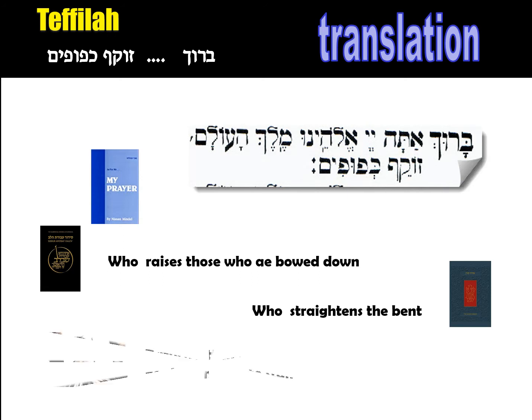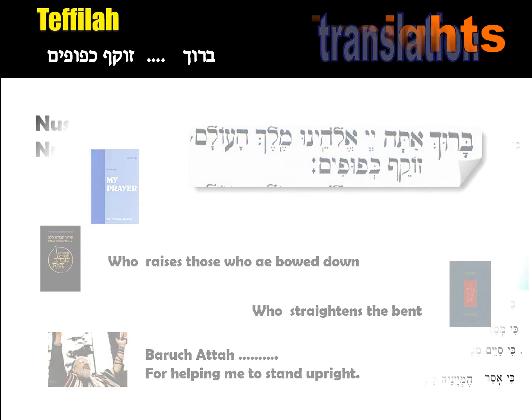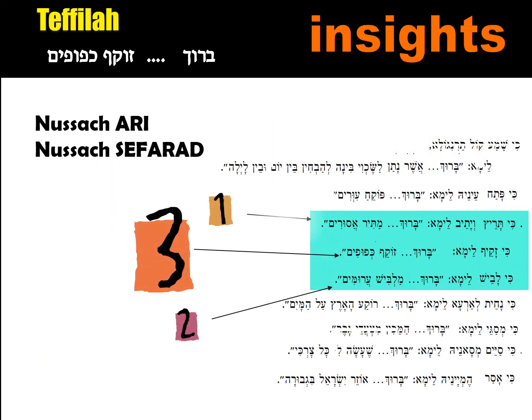And finally, from Reb Zalman Shechter, who promoted a user-friendly, although not necessarily accurate, translation for the Jewish renewal movement. His understanding of the bracha of Zokef Kefoofim is an acknowledgement to HaKadosh Baruch Hu for helping me to stand upright. Once again, leaving it to the individual to fill in what is meant with standing upright. As noted earlier, I am partial to the Nusach Ari, Nusach Sfarad sequence in the following insights panels.